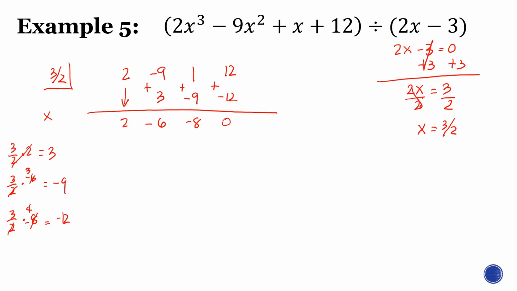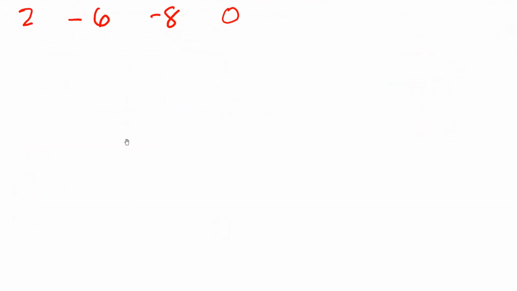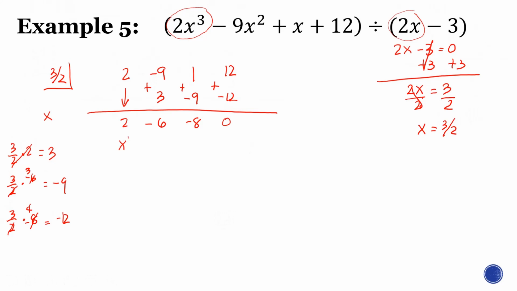Okay, so the last step is we will convert this into a polynomial. So how are we going to do that? We will divide this. So that's 2x cubed divided by 2x, and I know the answer is just x squared, right? But we will do something here later on. Bear with me. So the first literal coefficient that we will write here is x squared. So this is going to be 2x squared minus 6x minus 8.